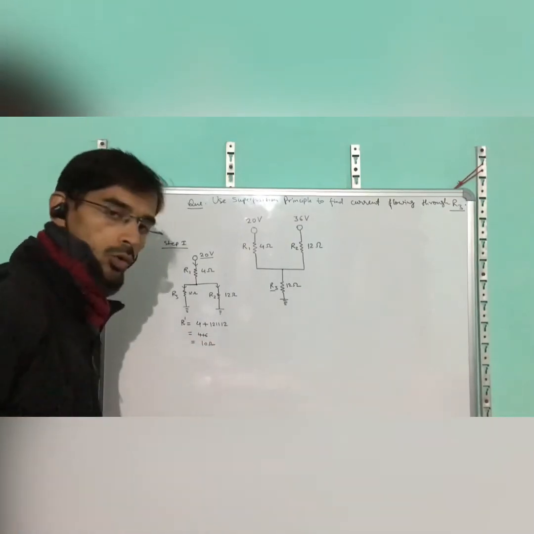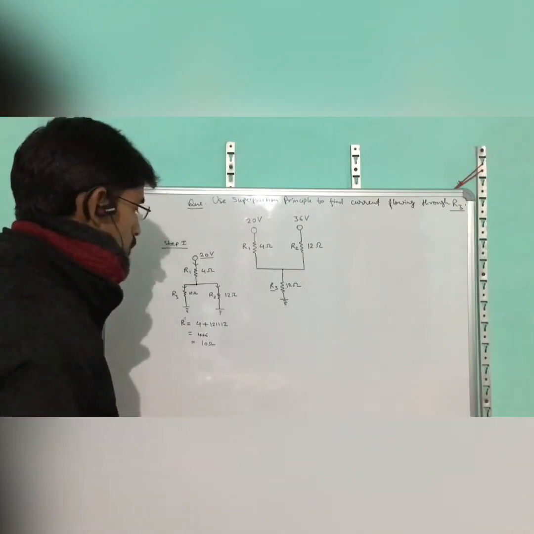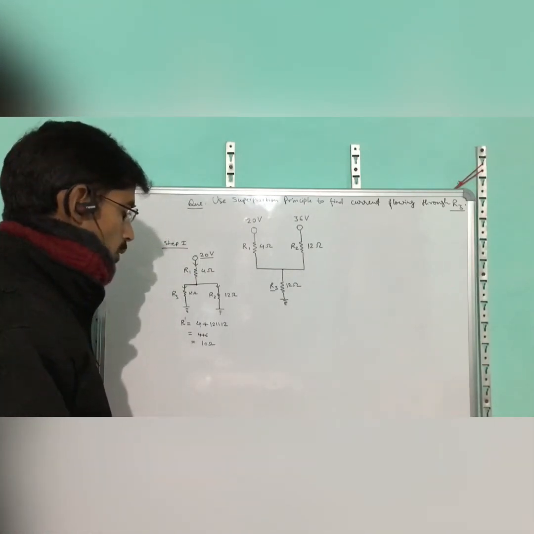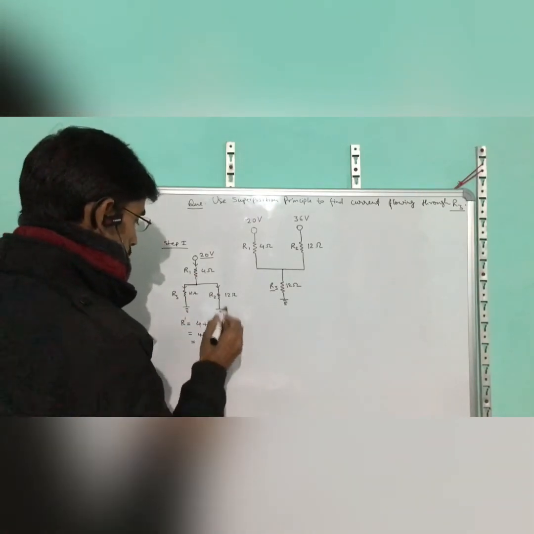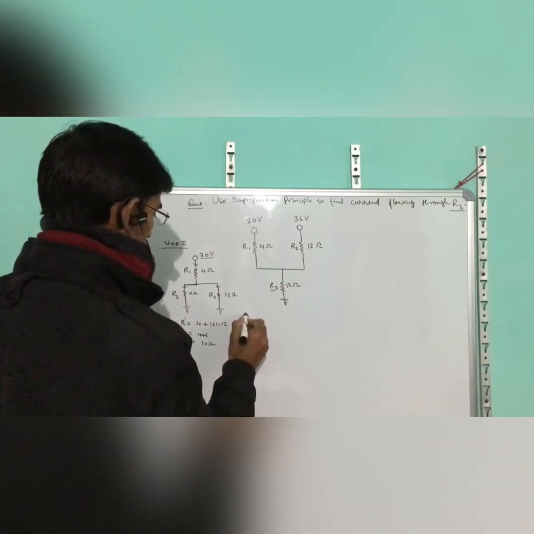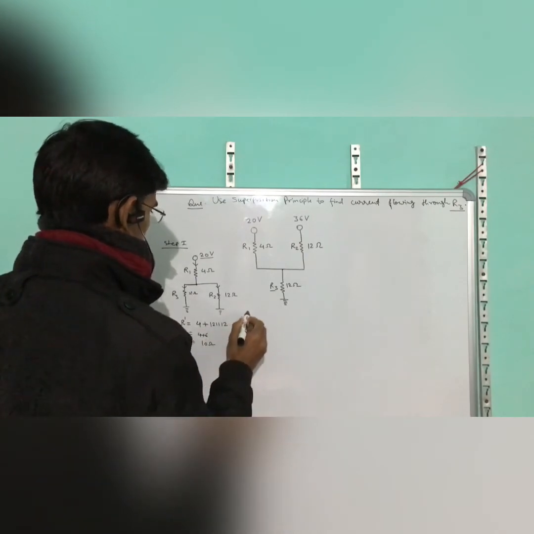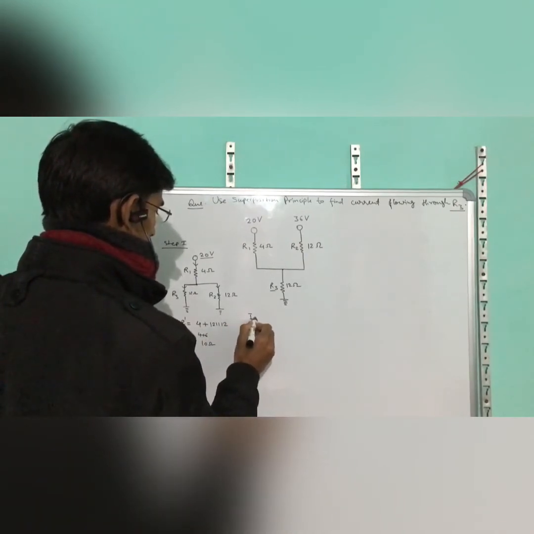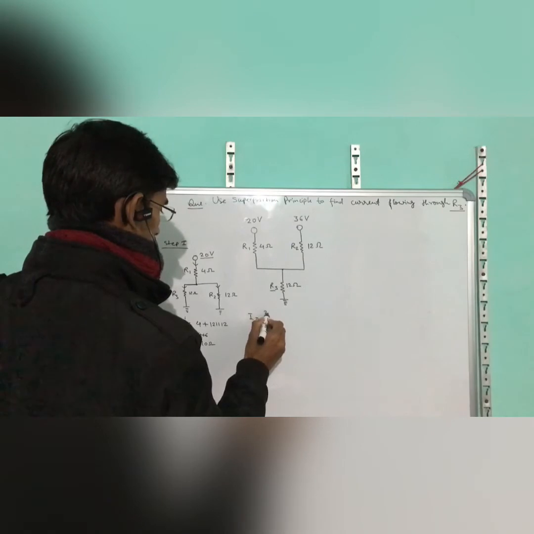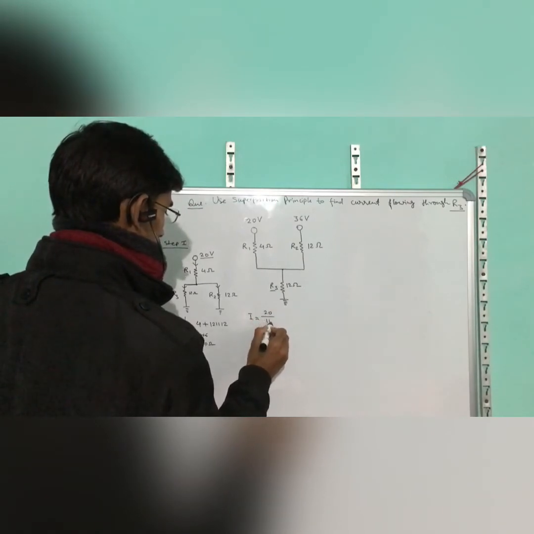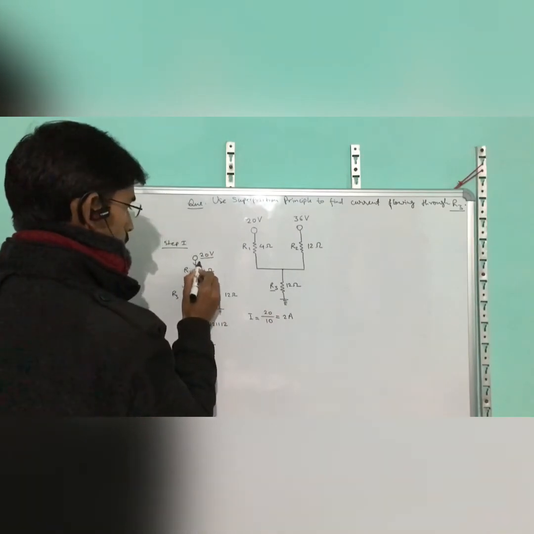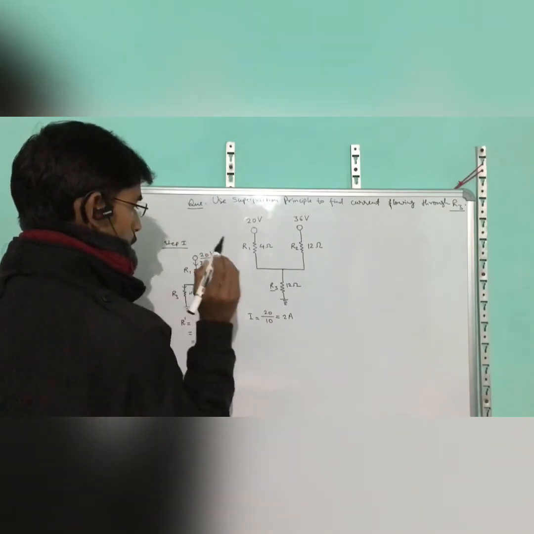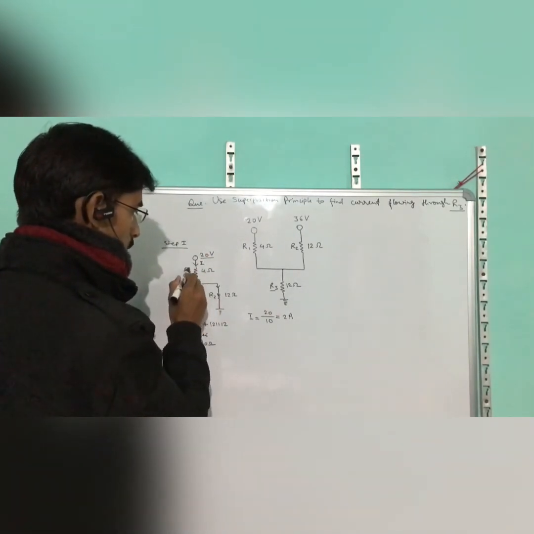So R dash will be 10 ohm, okay, it should be clear to you. Total resistance we have calculated. Now total current. So total current I will be 20 divided by 10, which will be 2 ampere. So this I is nothing but the current flowing through this R1.